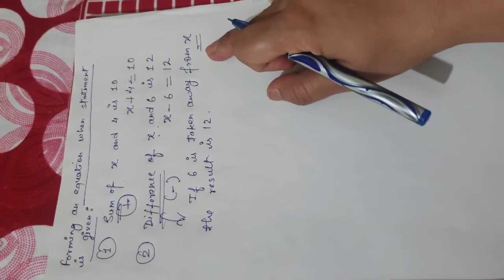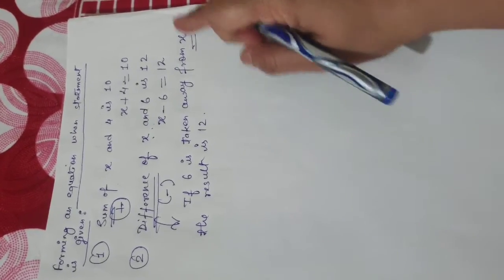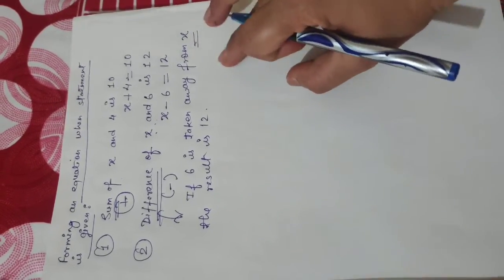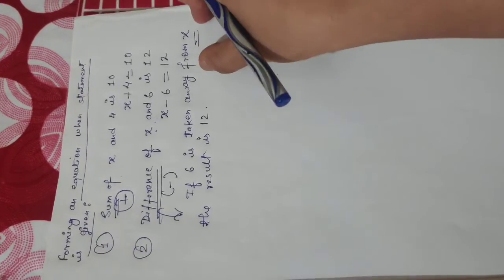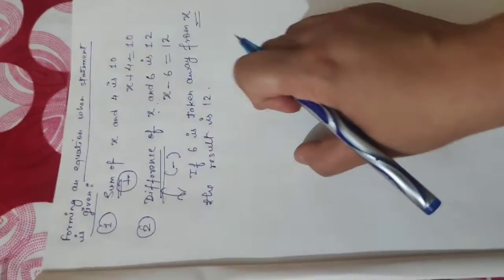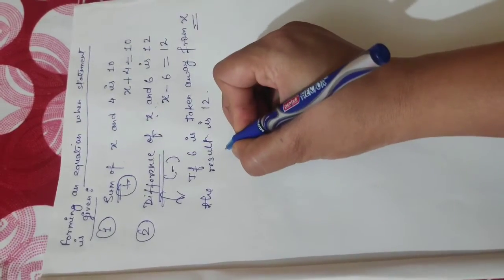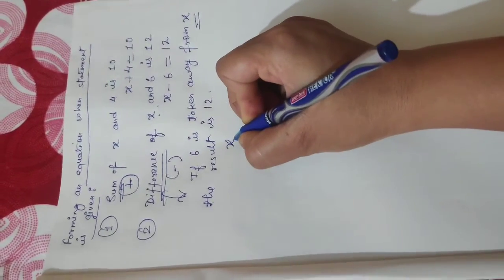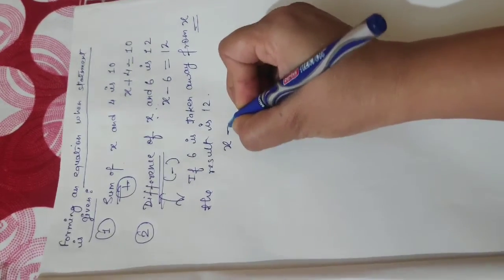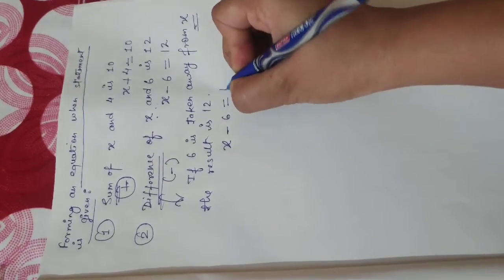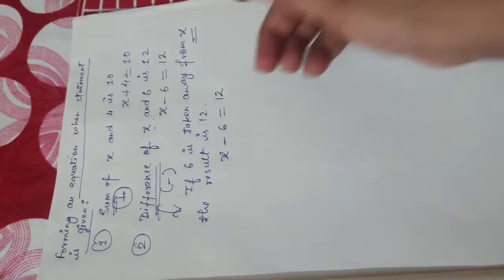But if you keep in your mind that wherever "from" is written, you write that number first. So here it is from x, so we have to subtract from x, not from 6. So we will write x at first, then minus 6, and the result is 12. Okay.